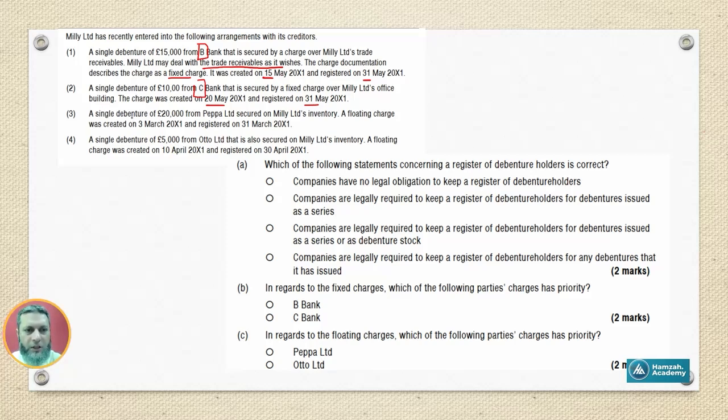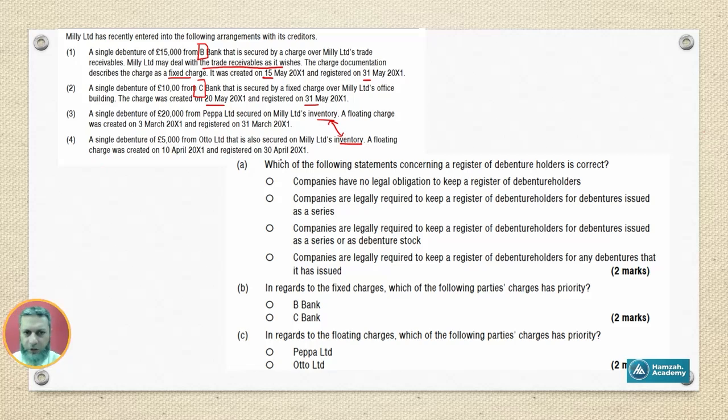A single debenture of 20,000 from Pepper Limited secured on Millie's inventory. A floating charge was created on 3 March and registered on 31st March. A single debenture of 5,000 from Auto Limited that is also secured on Millie's inventory. Now these two are in the same month. A floating charge was created on 10 April and registered on 30th April.